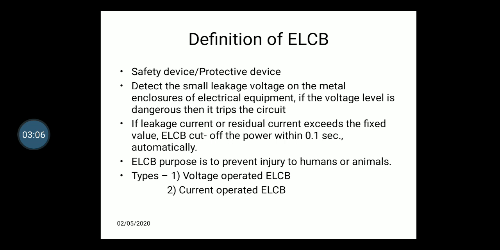That means it not only protects the electrical circuit from the dangerous level of leakage current, but also protects human beings and animals from such leakage current.